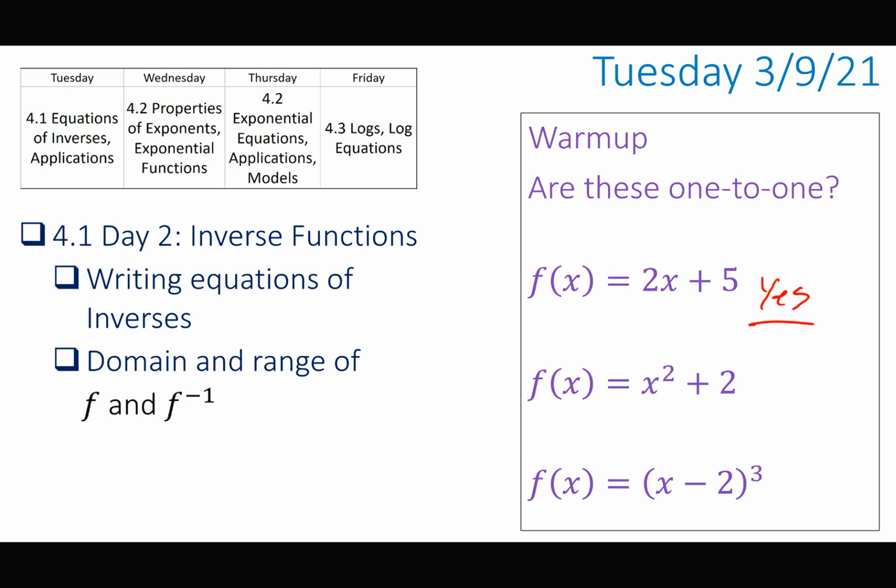What about the second one, x squared plus 2? No, why not? Because that's decreasing and increasing. X squared we know is a parabola. We also had the horizontal line test. So if it fails the horizontal line test, it is not one-to-one. It can still be a function, but it's just not one-to-one.